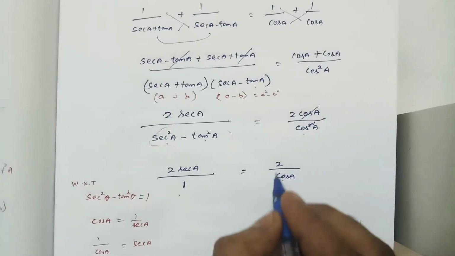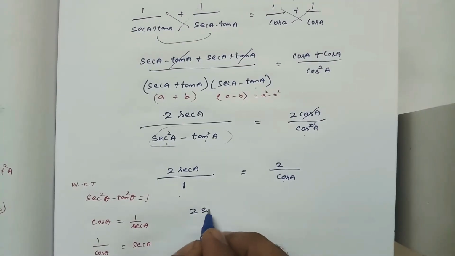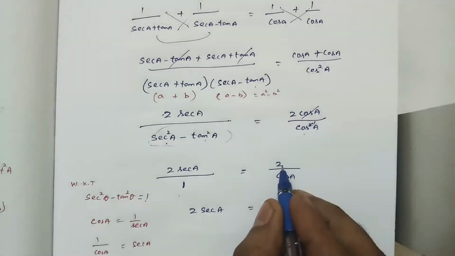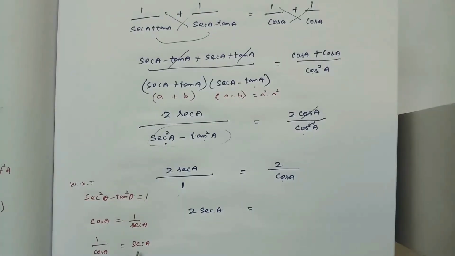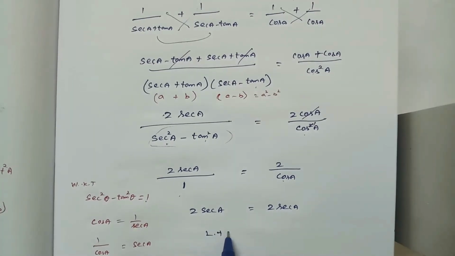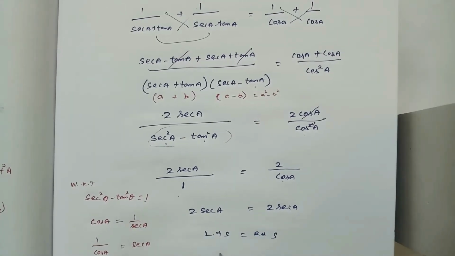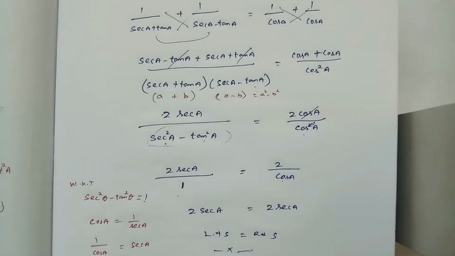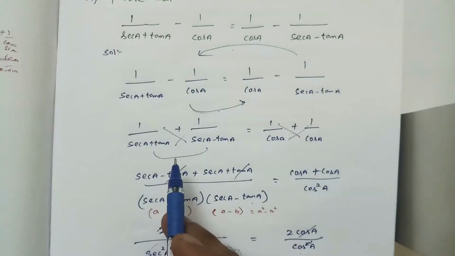So instead of this 1 by cos a, what am I going to substitute? See, what is the LHS? 2 cosec a is equal to 2 into 1 by cos a. What is 1 by cos a? It is equal to sec a. So 2 sec a. LHS is equal to RHS. Hence it is proved. Understood? See, these model sums are also somewhat different.